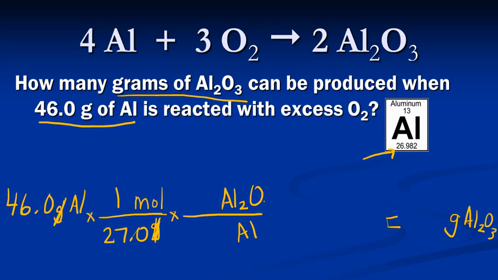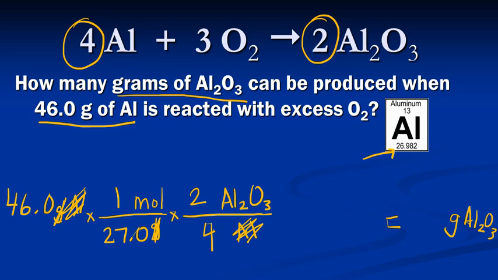And the numbers that go into this conversion factor will be coming straight out of the balanced equation. So 2 next to aluminum oxide, and this time it's a 4 next to aluminum. So this is a 2 to 4 ratio. Aluminum cancels top and bottom. We're in moles of aluminum oxide. We want to be in grams of aluminum oxide. So the third step is to convert to that final unit, which is grams. And that requires one more conversion factor.